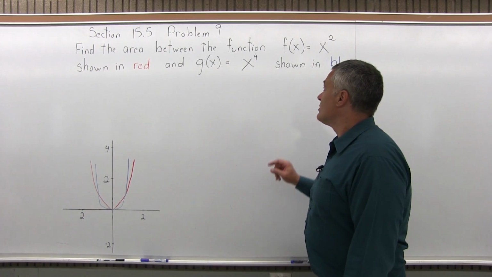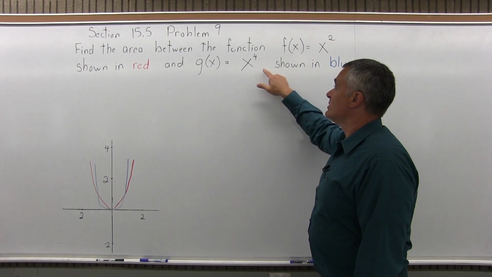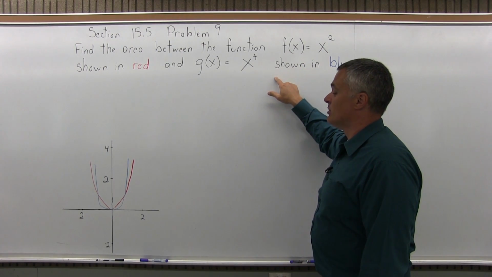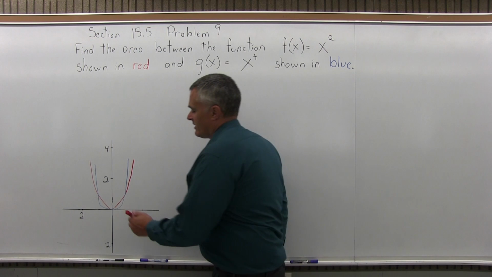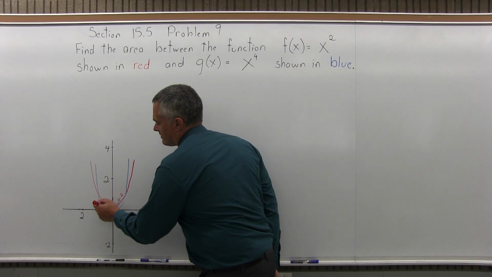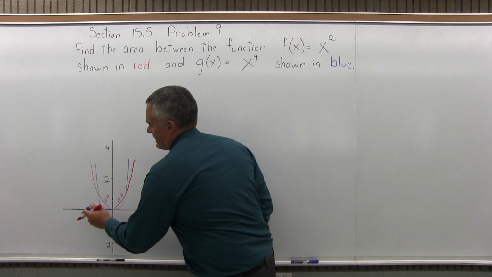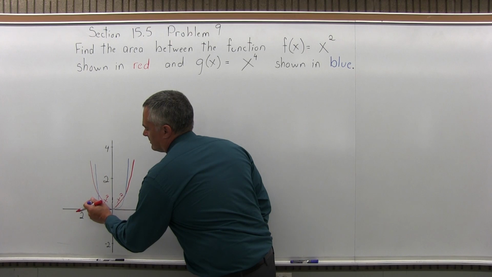It says find the area between the function f of x equals x squared shown in red and g of x equals x to the fourth power shown in blue. So just to be very clear, the red is the x squared. The blue is the x to the fourth power.